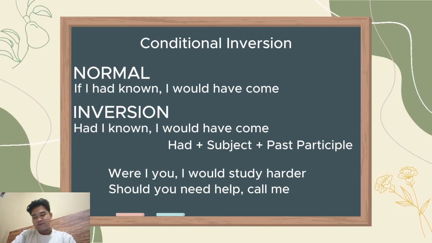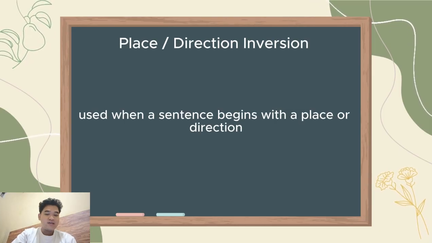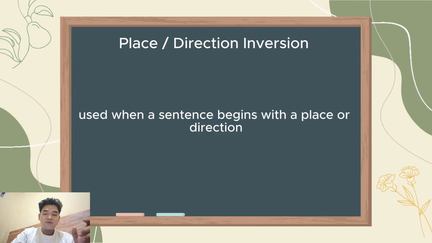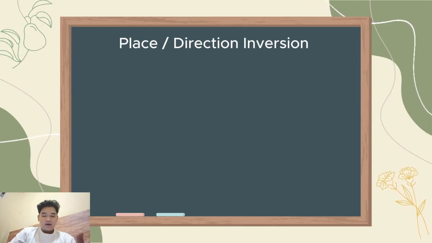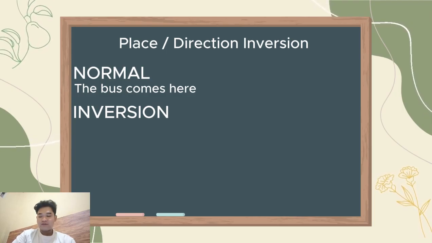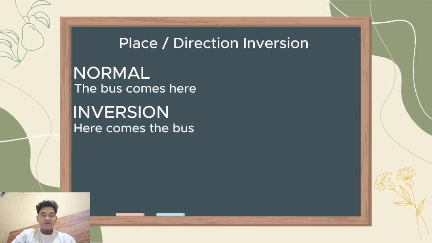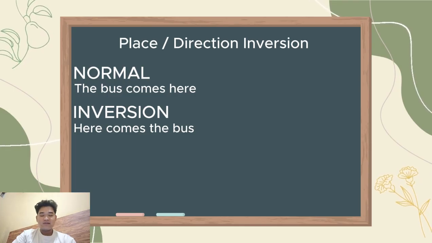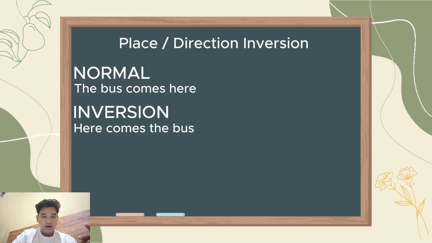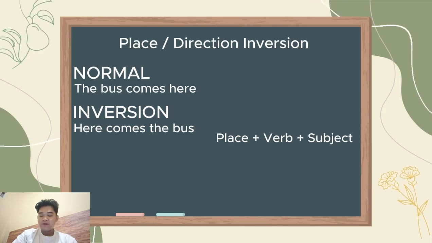Now let's look at the last type of inverted sentence, which is place or direction inversion. This type is used when a sentence begins with a place or direction. In a normal sentence, we might say "the bus comes here," while in an inverted sentence, it's used like "here comes the bus." The structure is still almost the same as the other sentences. The structure is place, verb plus subject.